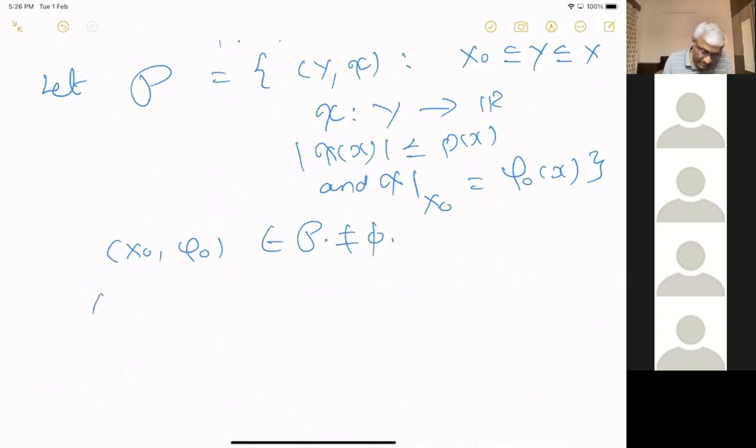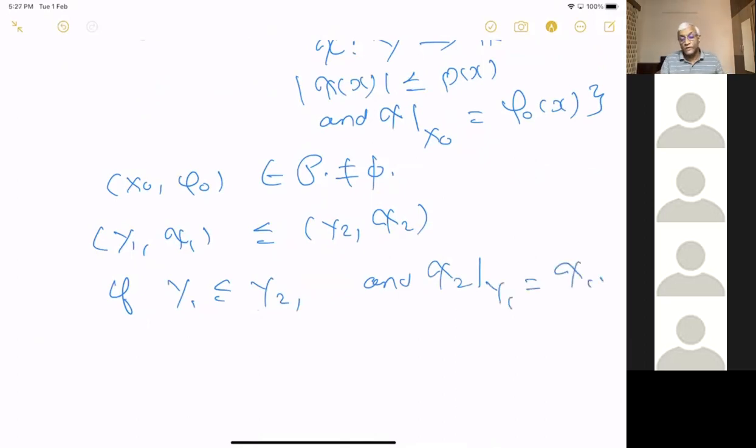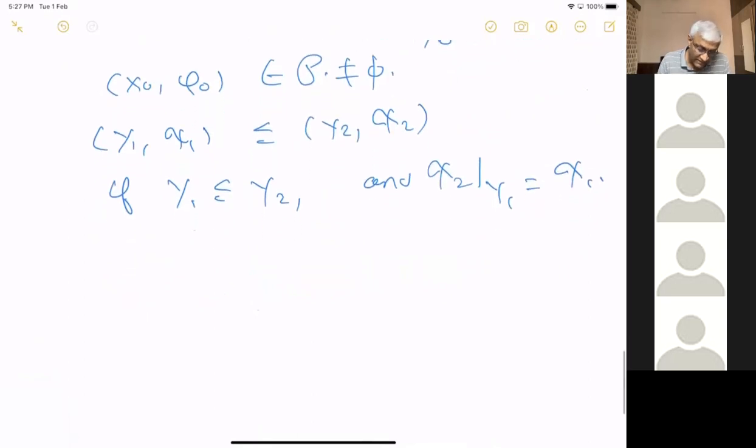And we define (y1, chi1) less than or equal to (y2, chi2) if y1 is contained in y2 in the natural partial order, and chi2 restricted to y1 is equal to chi1. So chi2 is just an extension of chi1 to y2. So this is the partial order.